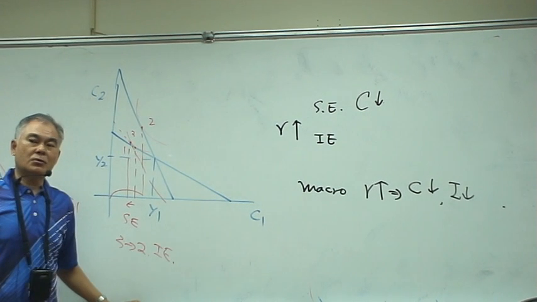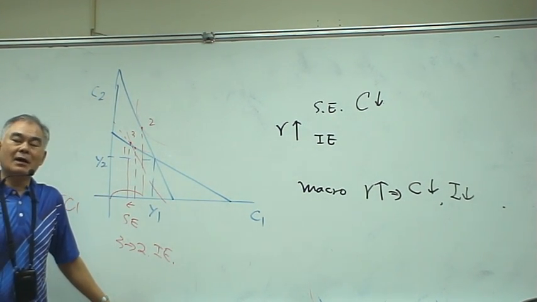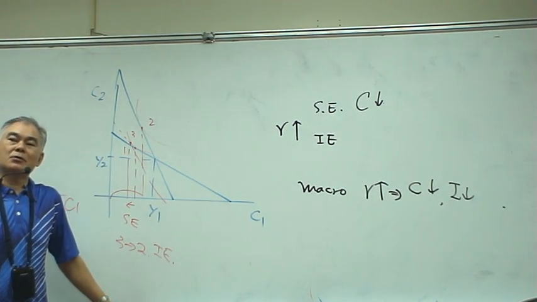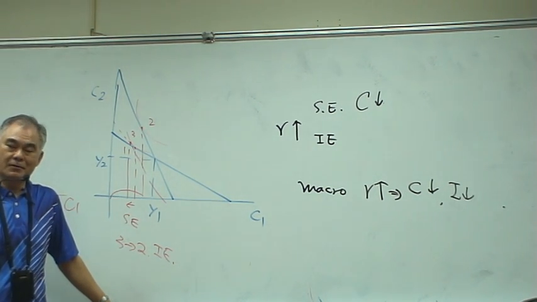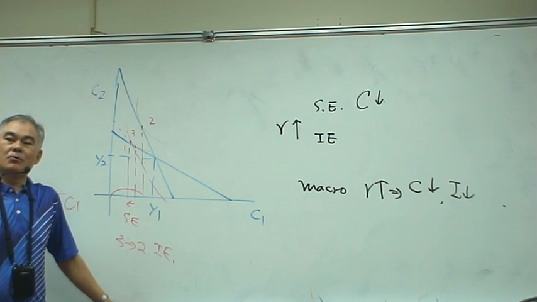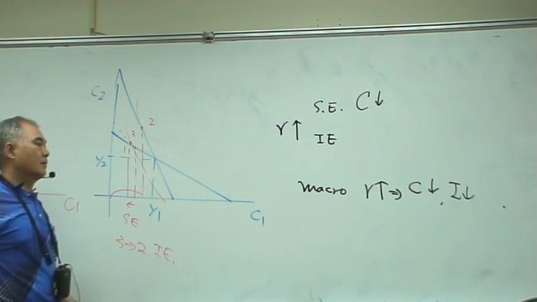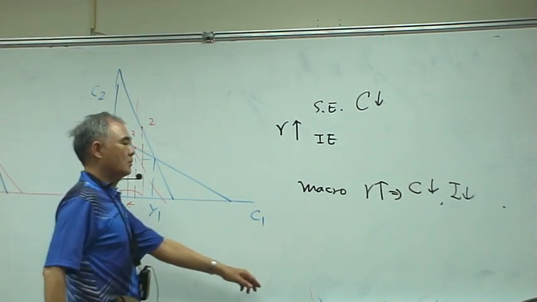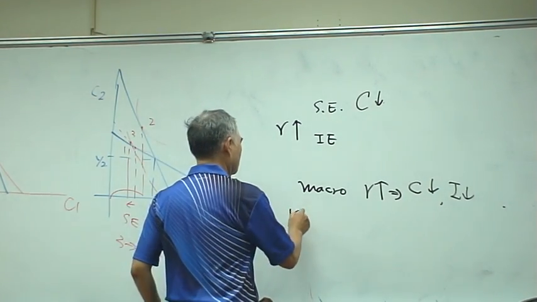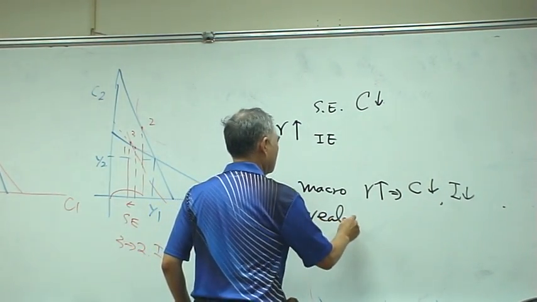Now I'm going to talk to you about why I say if the interest rate goes up, this person is a lender or a saver, then he will continue to lend. Okay, this is called revealed preference. Revealed preference.